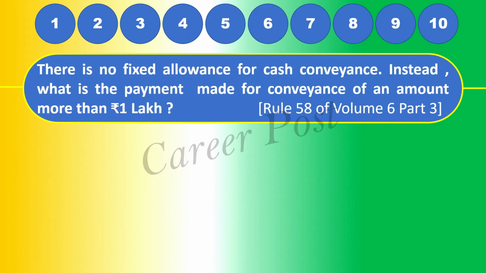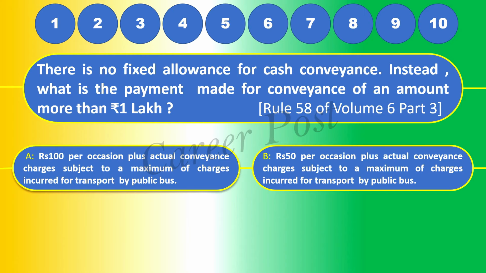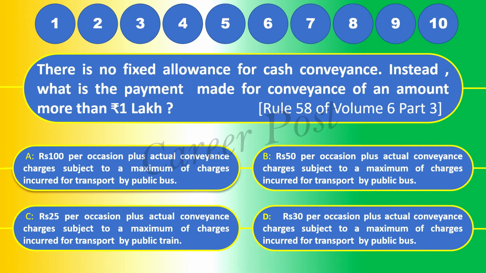Next question. There is no fixed allowance. What is the payment made for conveyance of an amount more than 1 lakh? Here that question is more than 1 lakh. Rule 58 of Volume 6 Part 3. A. 100 rupees. B. 50 rupees. C. 25 rupees per occasion. D. It is 30 rupees per occasion. Okay. Some public train is used here in the option C.